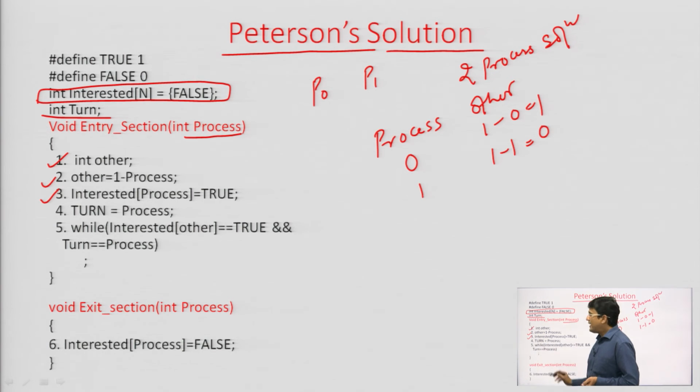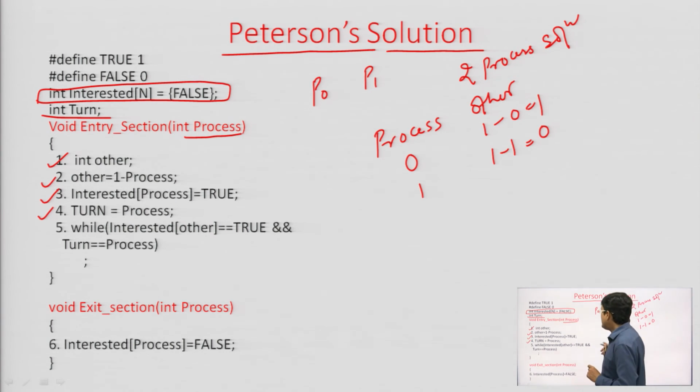Now, we have to set the interest of the current process as true. Obviously, we are running it for the current process. So, if it has to execute the critical section, its interest value should be true. Now, turn equals process. We set the turn equal to process.